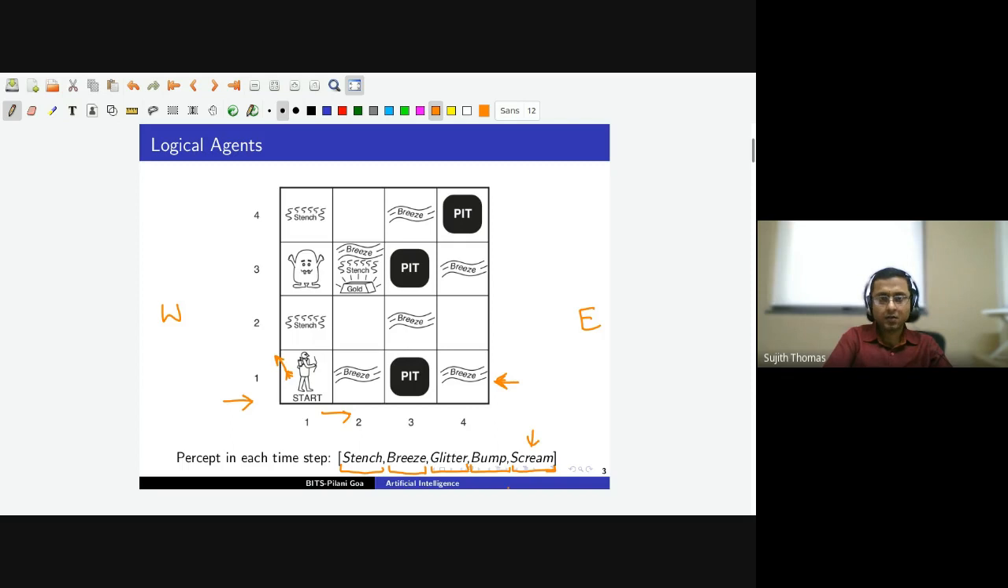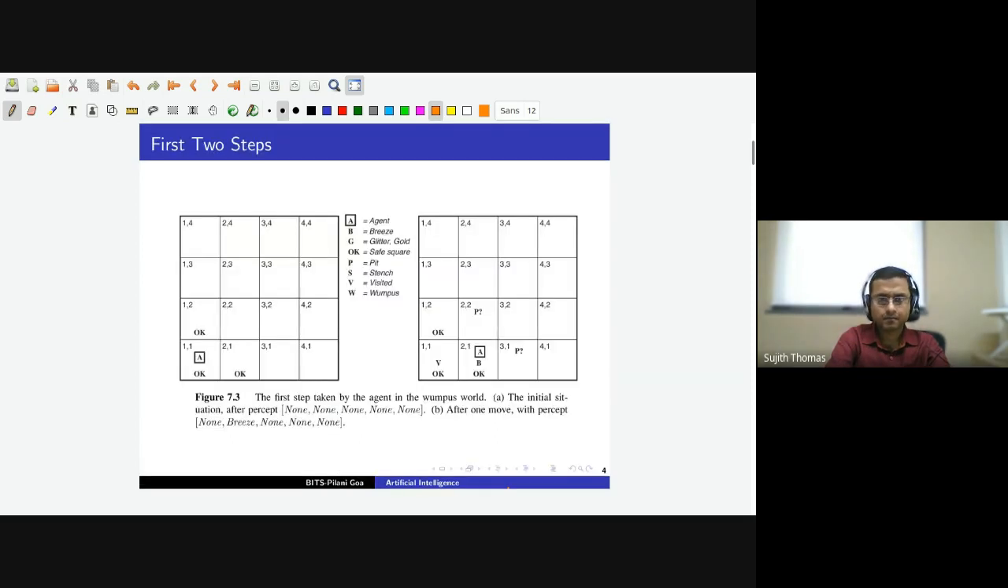So these are the rules of the world. Let us look at 1 or 2 steps that the agent might take. Let us say the agent is initially in the home cell, which is 1,1, and in the home cell it is not able to perceive any breeze or stench. So that means the 2 adjacent cells do not have a pit or the Wumpus. So it marks the 2 adjacent cells as okay. So this is okay now, and this is also okay, after perceiving what it perceives in cell 1,1.